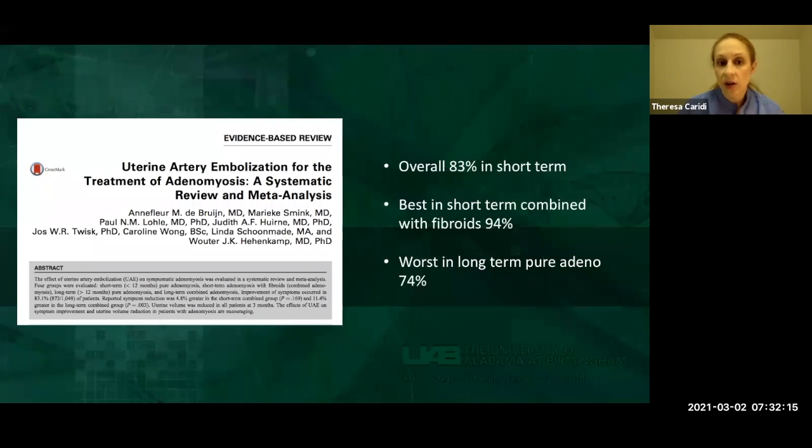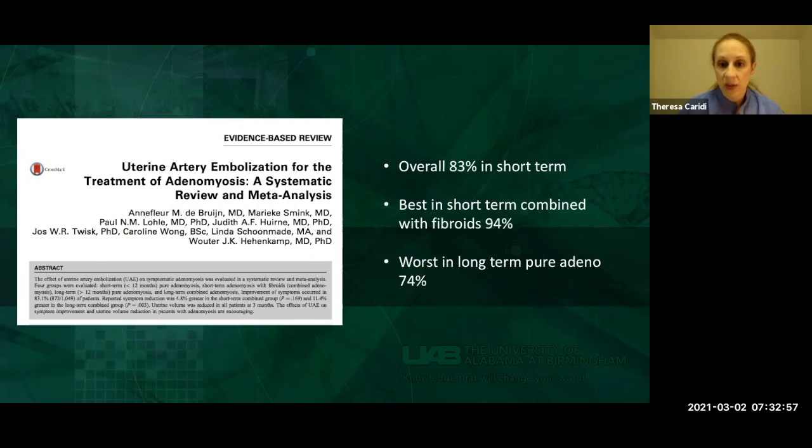This is a little bit harder of an area to study because adenomyosis in its pure form is very difficult to find. As I mentioned before, it often is seen with fibroid disease and other disorders. So the data we have for this is mostly pooled data. If you look at the systematic review, in the short term, symptom relief was about 83% overall. Now, the best data that we see is in patients in the short term that have combined adenomyosis and fibroid disease, where we achieved about a 94% symptom control in this meta-analysis.